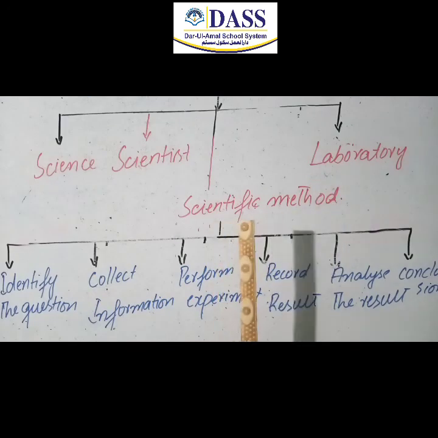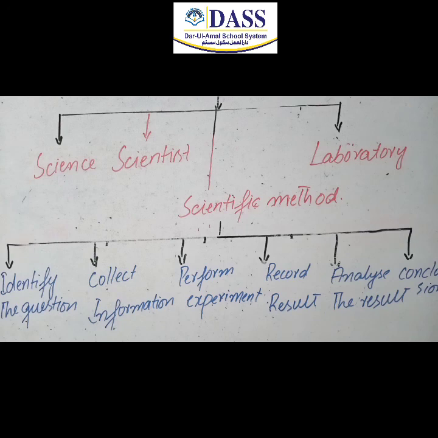The first step of a scientific method is to identify the question. To solve a problem, firstly you must know the problem. So, what is the problem you are going to solve? So, the first step is identify the question. For example, your question is whether all the insects have 6 legs. And you have to answer it scientifically.